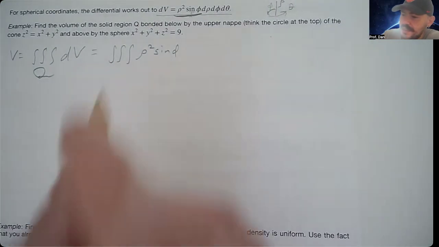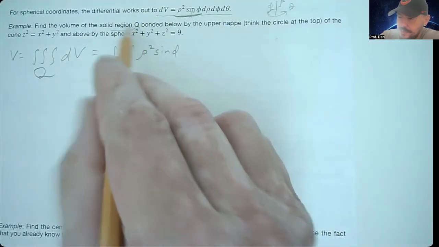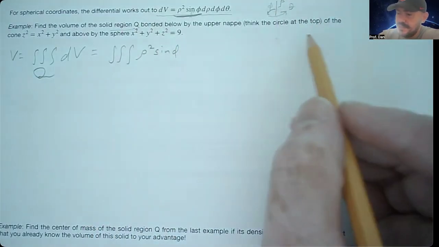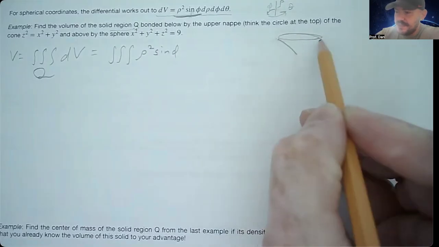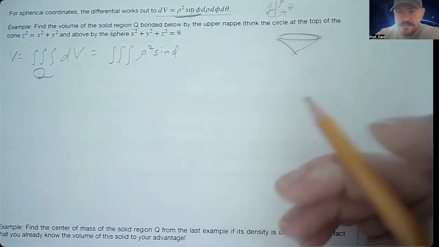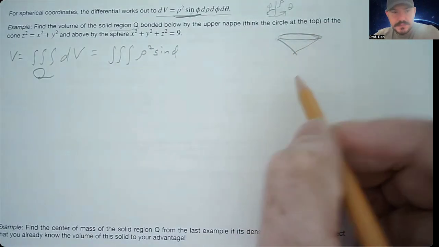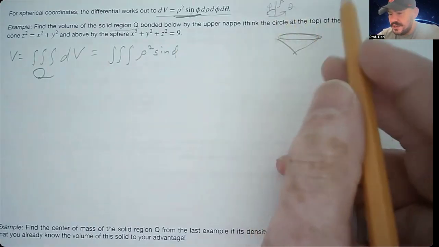All right. So anyway, we have to figure out how we're going to write the region Q. So Q is bounded below by the upper nap of a cone. So when they say upper nap, this is what a cone looks like. The upper nap is just this circle at the rim, right? It's the rim. So think of it as like the rim of a fancy glass you see at bars.